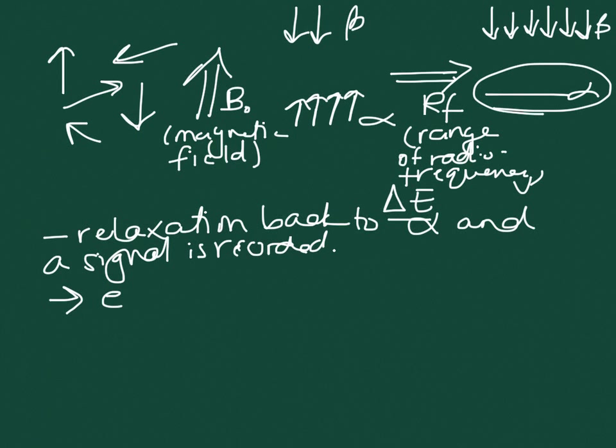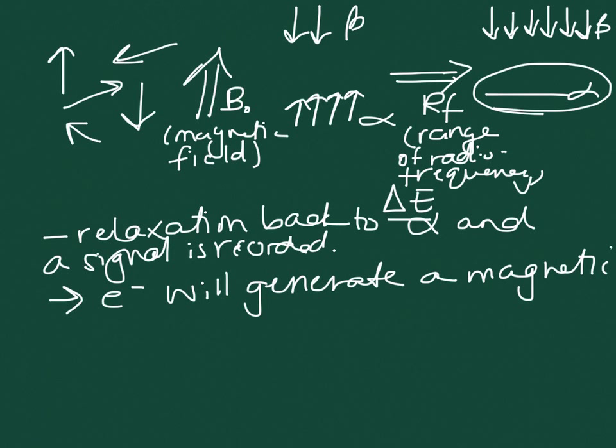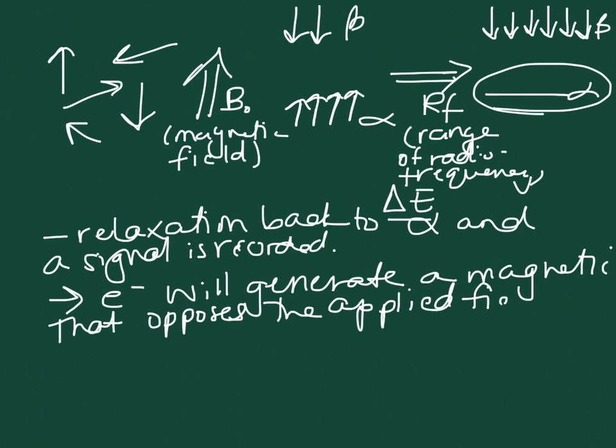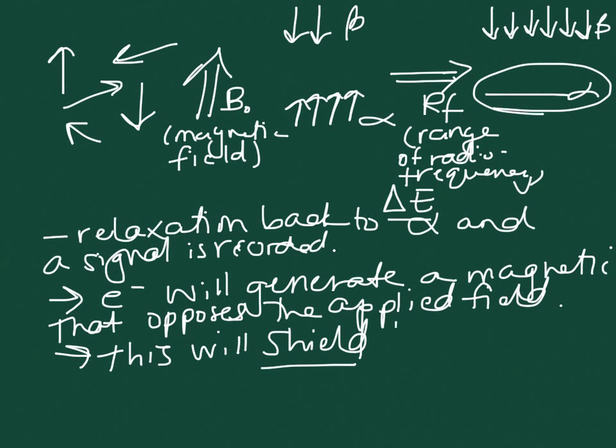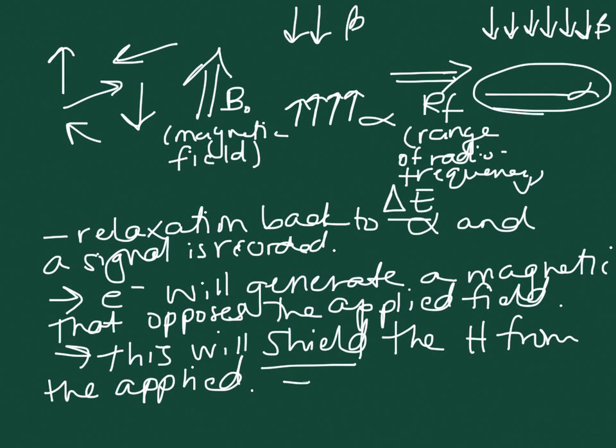What happens is that the electrons will generate a magnetic field that opposes the applied field. As a result, this will shield the hydrogen from the applied field, so that it feels less of the applied field of B0.